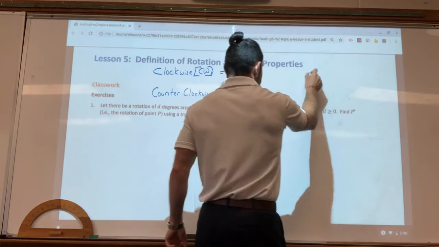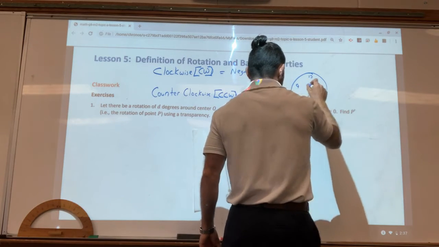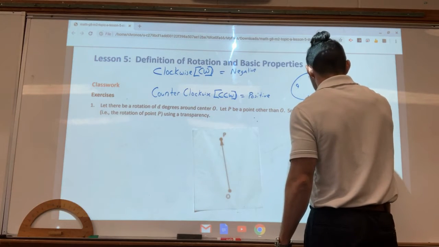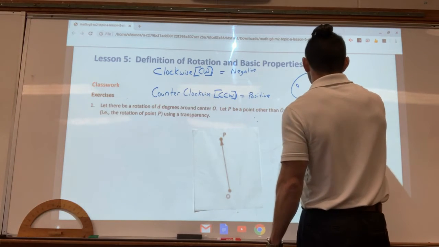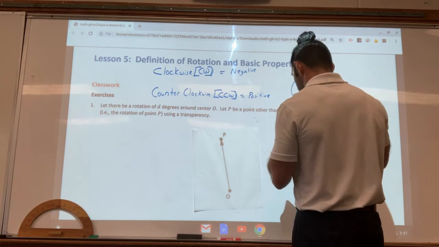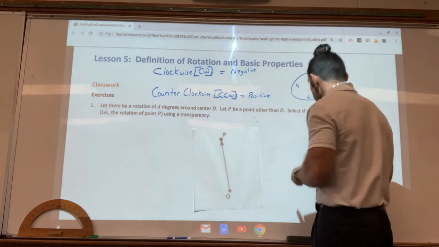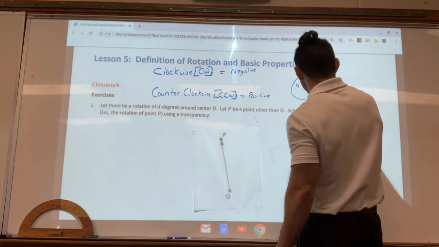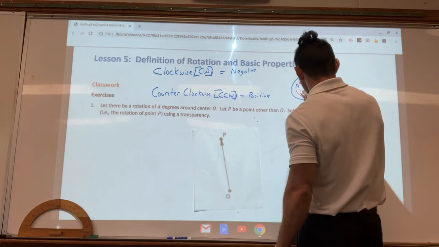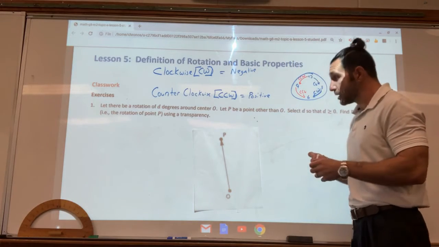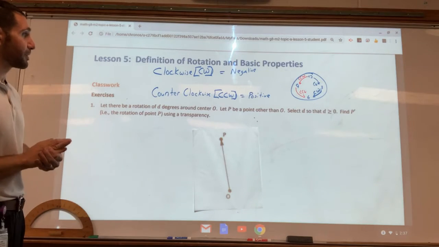So if you need to, 12, 3, 6, 9. This direction is clockwise. If we go this way, let's do it with a different color. If I go to the left, it's counterclockwise. Okay? So, rotation. It says, let there be a rotation of d degrees around the center.